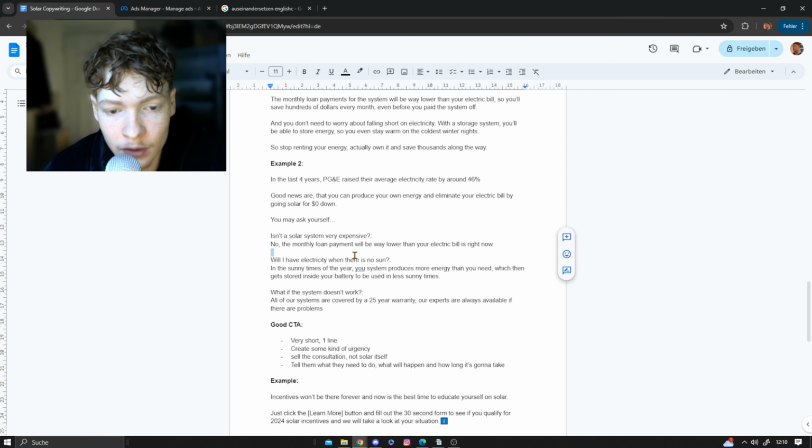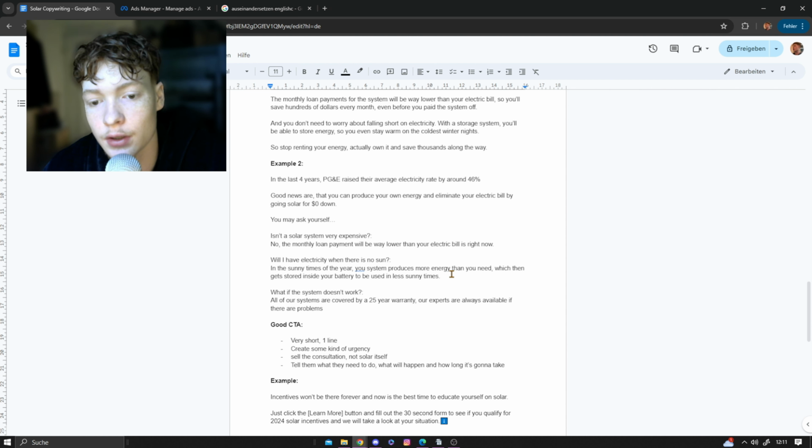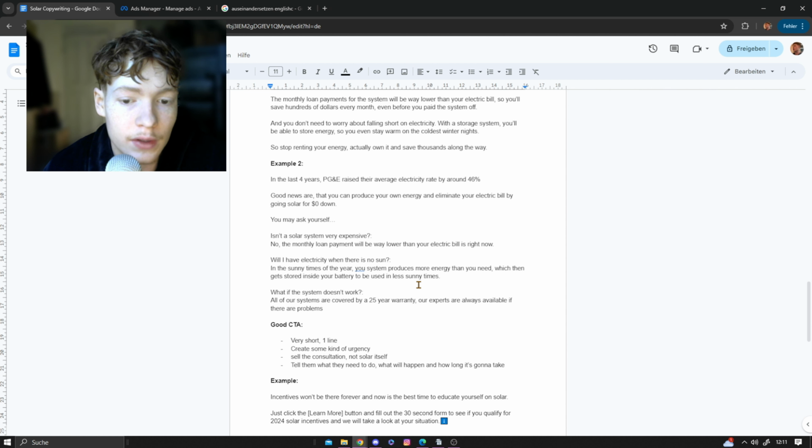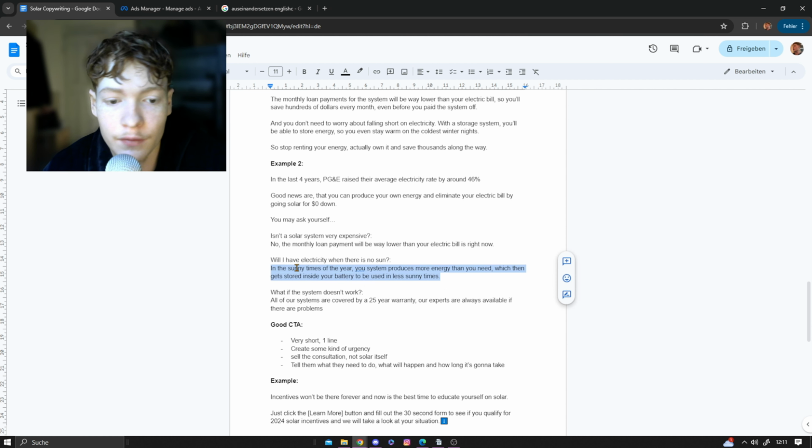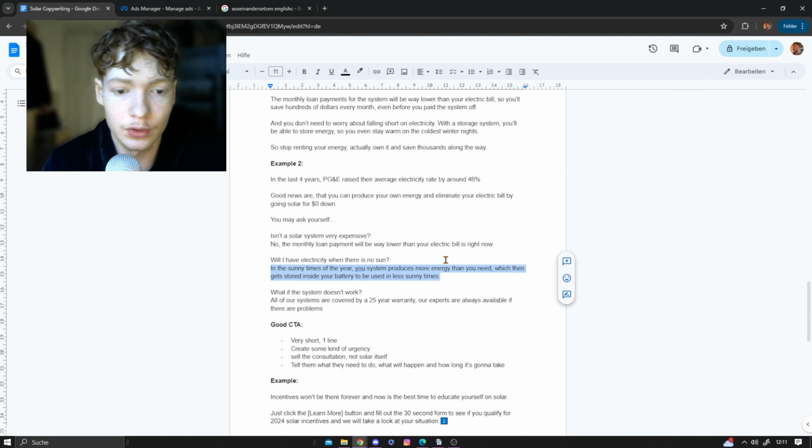And then another question: will I have electricity when there is no sun? In the sunny times of the year, your system produces more energy than you need, which then gets stored inside your battery to be used in less sunny times. Again, extremely simple. A 5-year-old could understand this. So, not too complicated words.